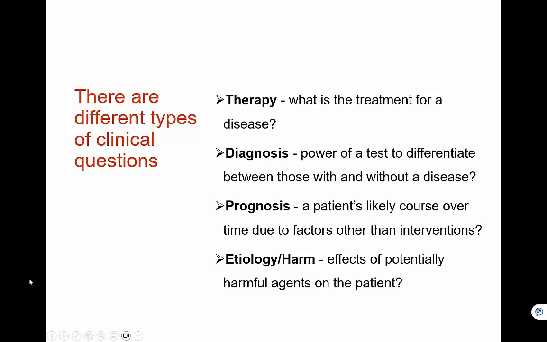There are different types of clinical questions. There are therapy questions, which look at a treatment or therapy for a disease, diagnosis questions that look at the power of a test to differentiate between those with or without a disease, prognosis, which is a patient's likely course over time due to factors other than interventions. And then you may have an etiology or harm question, which looks at the effects of a potentially harmful agent on the patient. For example, smoking. What are the effects of smoking on a patient?